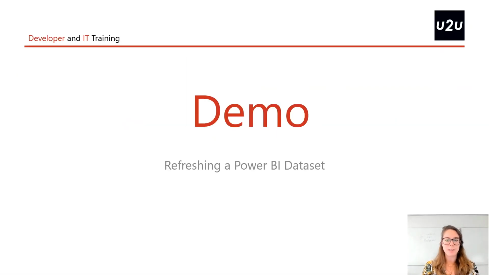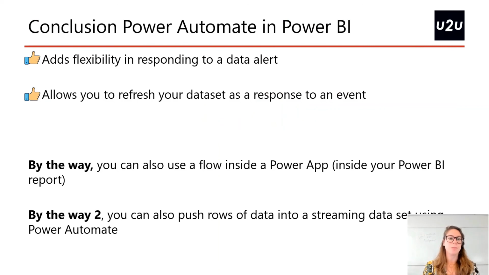So that's the last example here of using a flow in Power BI. I think there are 2 really nice things about this. First of all, it adds flexibility in response to a data alert in Power BI. Second of all, you can refresh your dataset not based on a schedule, but as a response to an event.